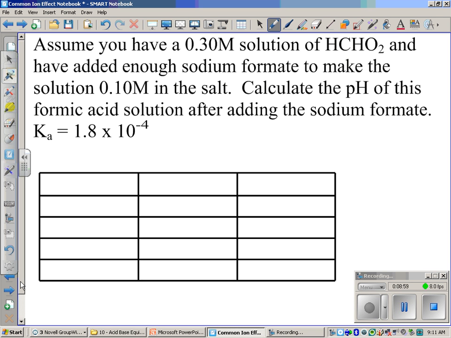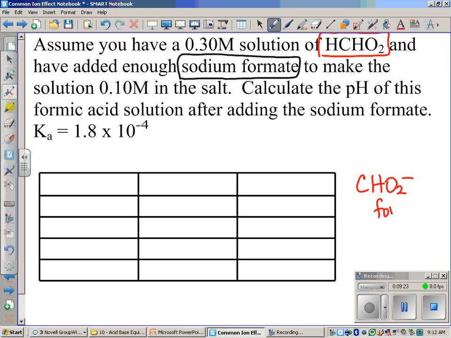Problem. So assume you have a 0.3 molar solution of HCHO2 and I've added enough sodium formate to make the solution 0.1 molar in the salt. Now, you may look at sodium formate here and say, I don't know what formate is, but remember it has to have an ion in common. So you can see here by the HCHO2 that formate must be the CHO2 minus ion. So that's going to help you as you're doing this problem.